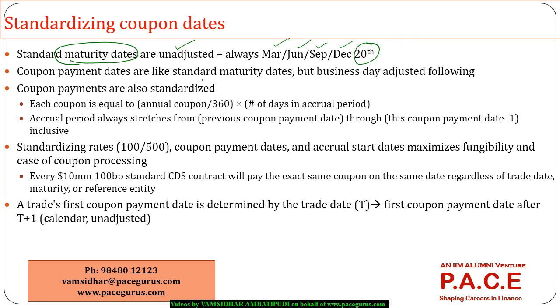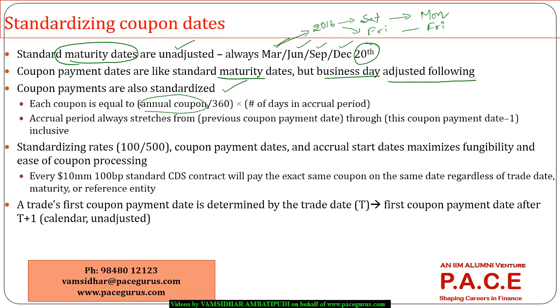And coupon payment dates are just adjusted following the business day. If I say March 20th, 2016 happens to be a Saturday, then the coupon payment date would be the next Monday. But if this happens to be a Friday, then the coupon payment date is also that Friday itself. So it's only adjusted for the business day. The next immediate business day is when the coupon payments will happen. And coupon payments are always standardized.